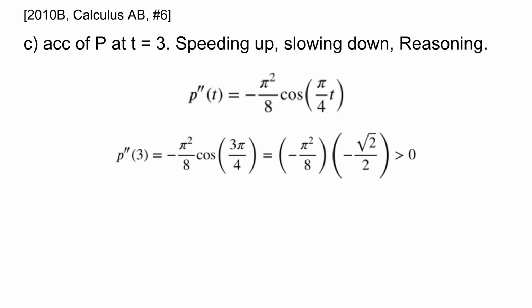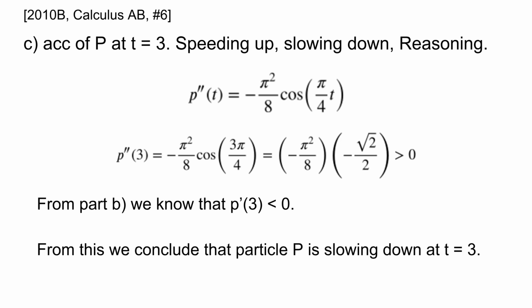Evaluating this at 3, p double prime of 3 is negative pi squared over 8 times the cosine of 3 pi fourths, which is going to be negative pi squared over 8 times negative root 2 over 2. That product is going to be positive since both factors are less than 0. And based on our work in part B of this question, we know that p prime of 3 is negative. So based on these two pieces of information, we can conclude that particle p is slowing down at t equals 3.